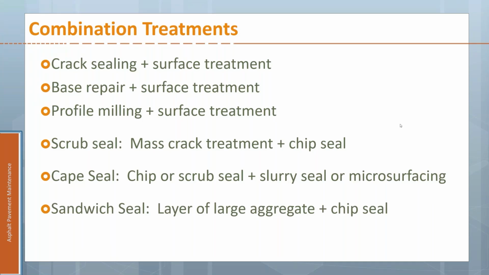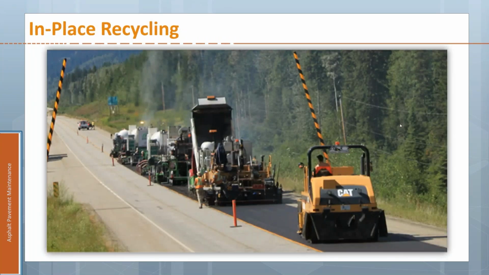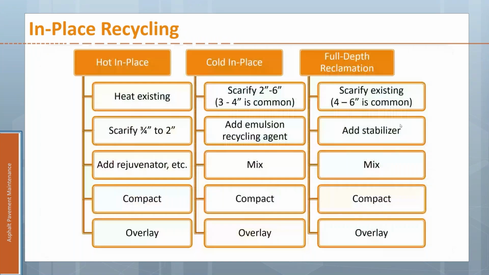In a sandwich seal, this is another way to try to mitigate some flushing or bleeding that may have happened. It's a layer of large aggregate and then a chip seal on top of that. And you're getting the benefit of 2 layers of aggregate, so a little bit more structure. And then the hybrid chip seal that I already talked about, the 1/2-inch chip seal plus a 1/4 inch plus the fog seal. And then the last little add-on is just in-place recycling. Smaller local agencies are probably not going to see this. State agencies might, but this ranges from the hot in place, cold in place, and full depth reclamation.